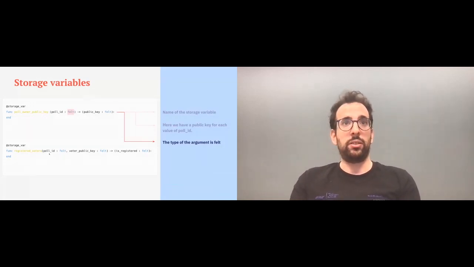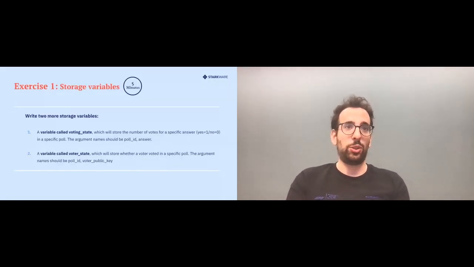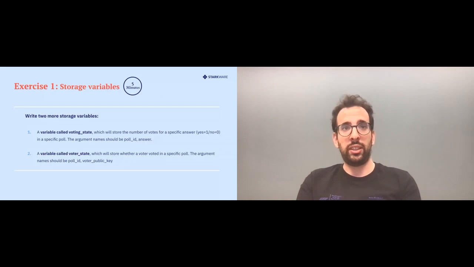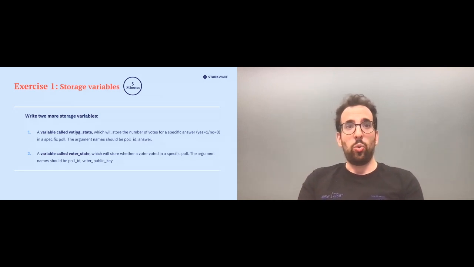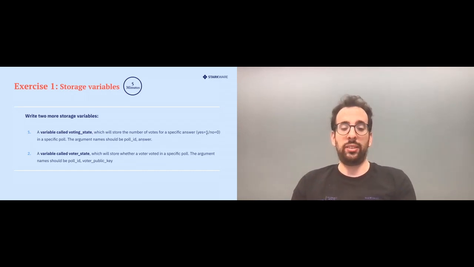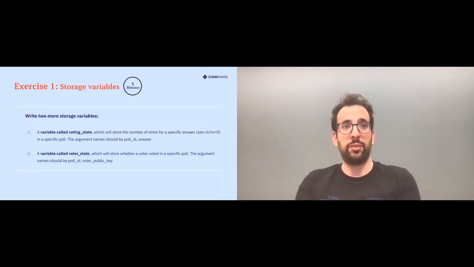Okay, great. So we're already getting into our first exercise. Here we're just asking you to add two more storage variables. The first is voting state, which is a mapping from a poll ID and answer, which is a possible answer to the poll, in our case simply yes or no, represented as a felt. And the value is the number of votes for this particular answer.